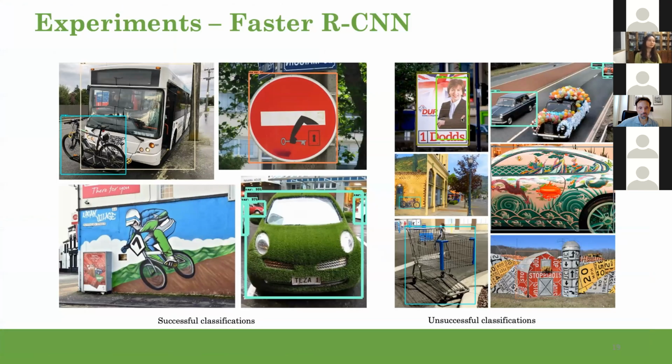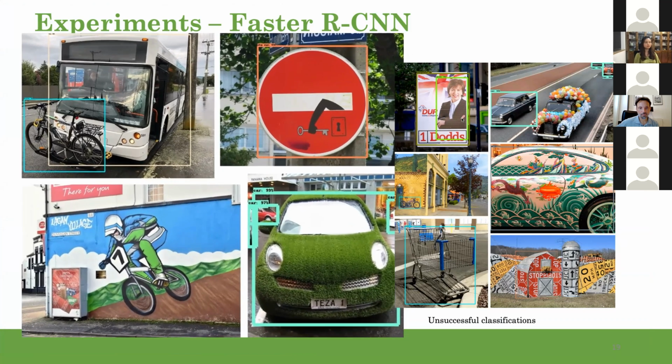Similarly, for Faster R-CNN, here you can see the successful identification of a bicycle mounted on the front of a bus. The top right and bottom right images show the instances where YOLO v3 fails, but Faster R-CNN successfully identified the stop sign and the grass texture car.